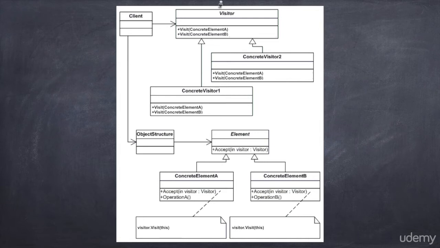Accept is a virtual method, so the .NET runtime will automatically select the correct implementation. This is the first dispatch, and it happens at runtime. The accept method will then call the visitor's visit method and provide the this pointer as an argument. Based on the type of the this pointer, the runtime will automatically select the correct polymorphic visit method. This is the second dispatch, and it happens at compile time.